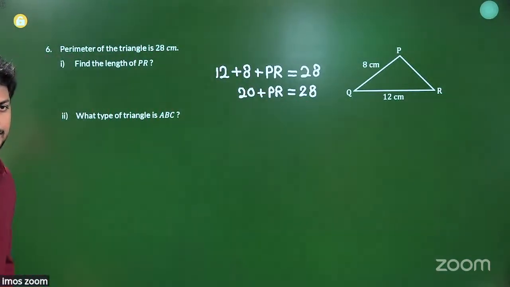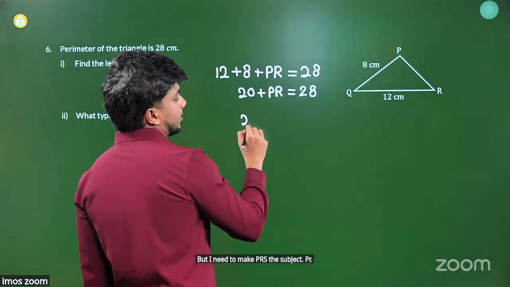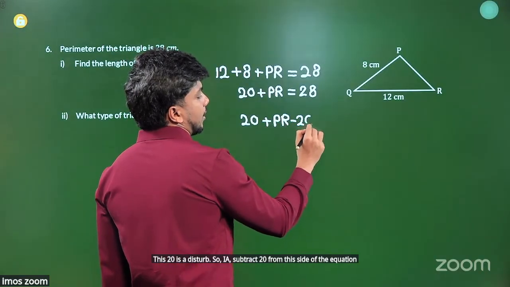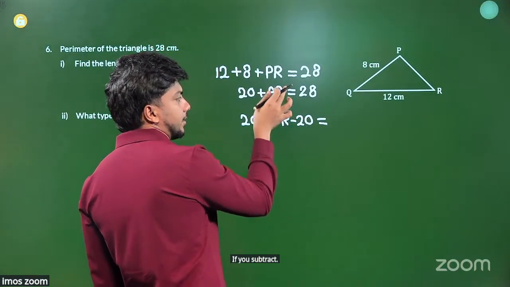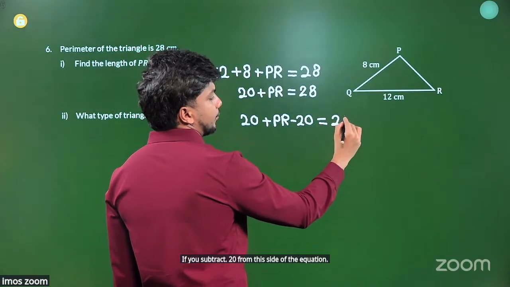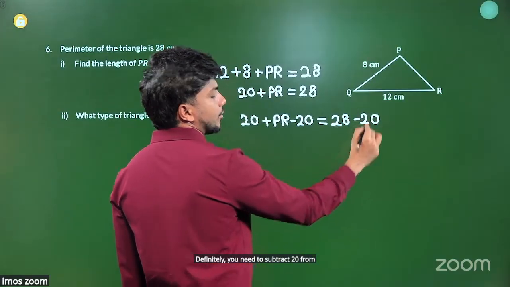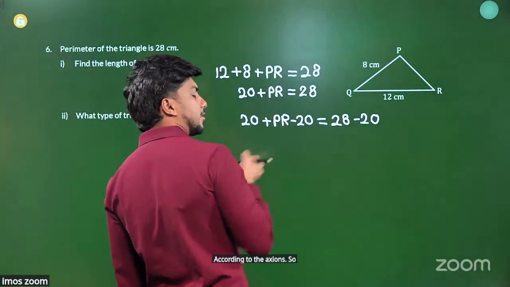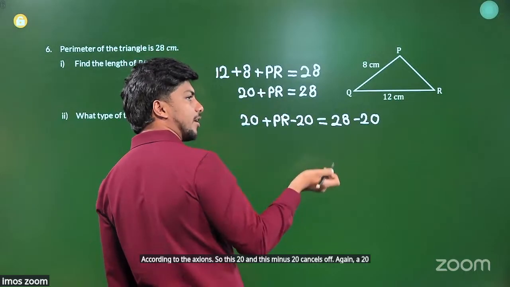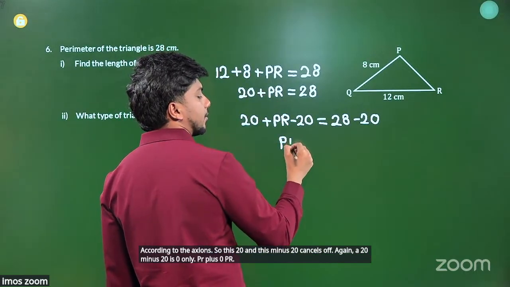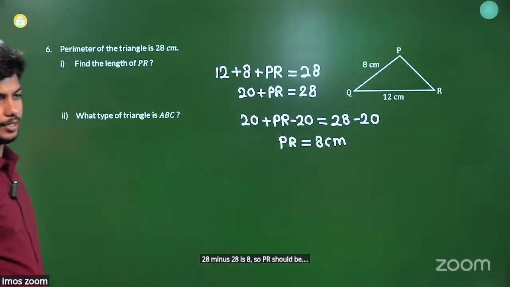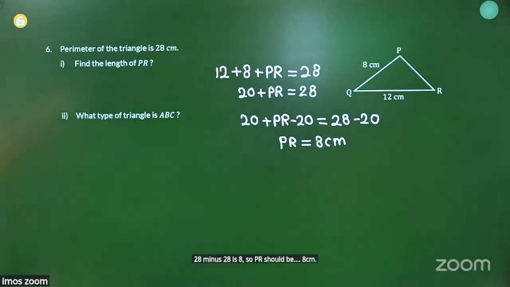With that, I need to make PR the subject. This 20 is a disturbance. So I subtract 20 from this side of the equation. If you subtract 20 from this side, definitely you need to subtract 20 from the other side of the equation according to the axioms. So this 20 and minus 20 cancel off. 20 minus 20 is 0, PR plus 0 is PR. 28 minus 20 is 8. So PR should be 8 centimeters.